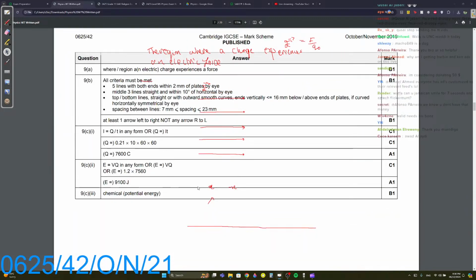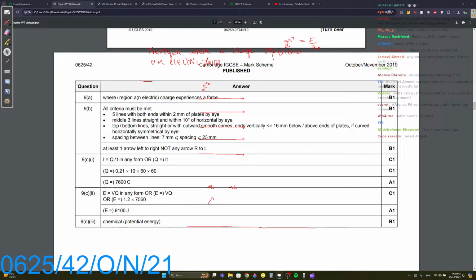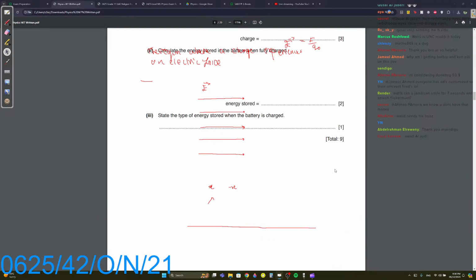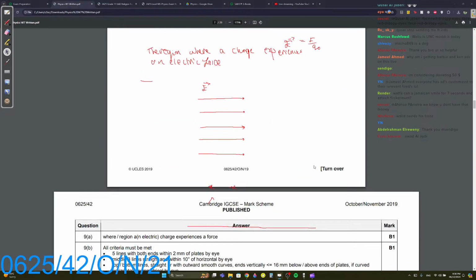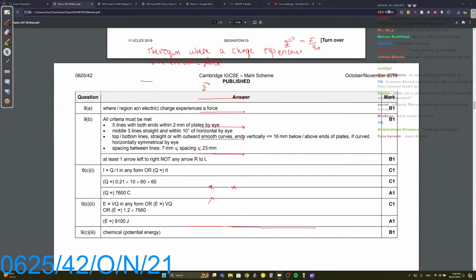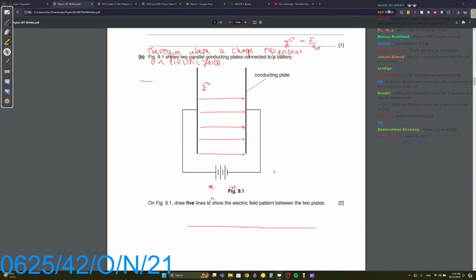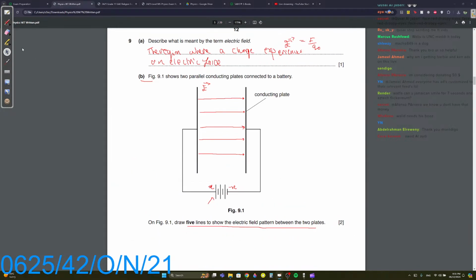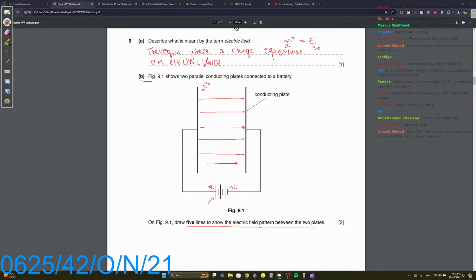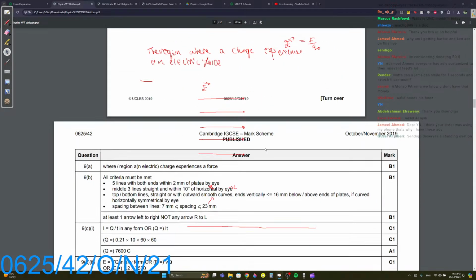All criteria must be met. How many marks is it? It's 2 marks. So for the 2 marks, all criteria must be met. 5 lines with both ends within 2 millimeter of plates by eye. Basically, what they're trying to say is you can't just have an arrow like this, far away from the plate. You're not allowed to do this. It has to be within 2 millimeters. So try and don't make them touch, but leave a tiny space. That's the first criteria.